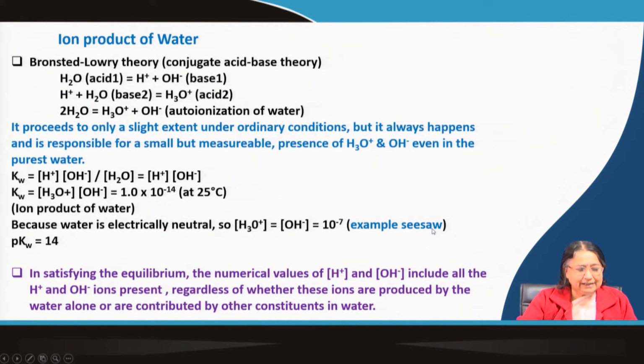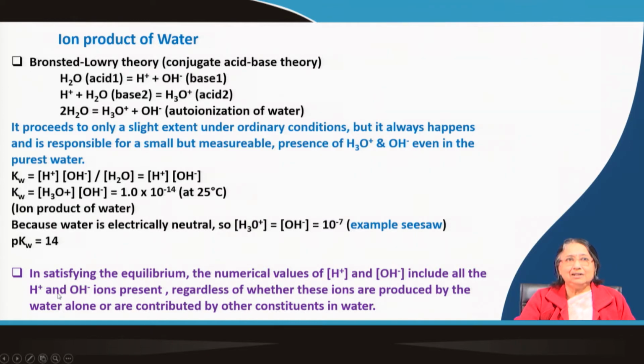So, in satisfying the equilibrium, the numerical values of H+ and OH- ion concentrations include all the H+ and OH- ions present. It is true not only for water, but if something is there in the water, then also we must remember that the product of the H+ ion concentration and OH- ion concentration will be nothing but 10 to the power minus 14. This is very, very important.